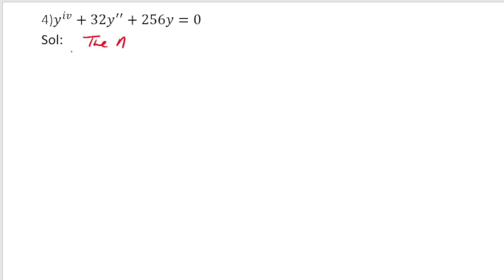So what is the auxiliary equation? The auxiliary equation is y^4, so m^4, y double dash, so m^2, and just y, so the constant term, that is 256, is equal to 0. Right. Now how do you factorize this? This is very obvious. I don't know how many of you can see. Just pause the video, but I am writing for your convenience.